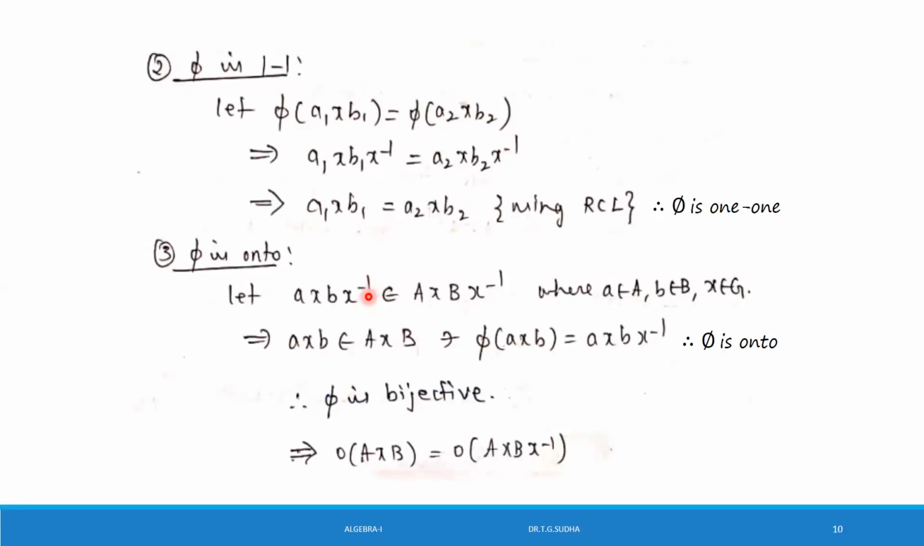Now to prove that phi is onto, let us take an element in the codomain, that is a x b x inverse, that is small a x small b x inverse, where a belongs to A, b belongs to B, and x belongs to G. This implies a x b belongs to AxB, the double coset, such that phi of a x b is equal to a x b x inverse. Therefore, phi is onto. Since phi is 1, 1 and onto, it is a bijective mapping. Since it is bijective, order of domain is equal to order of codomain. Hence the lemma.